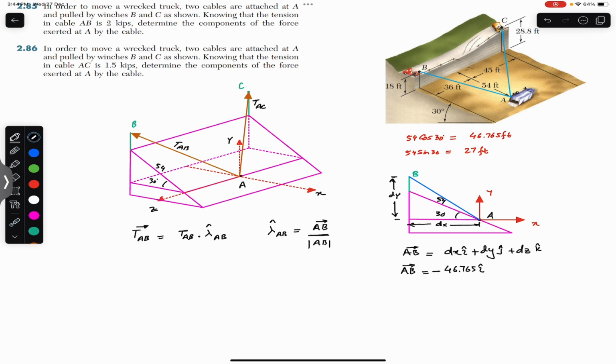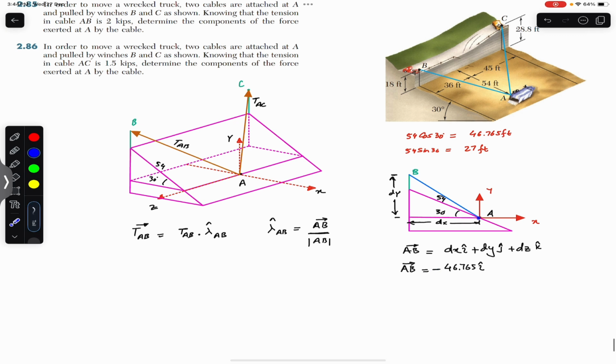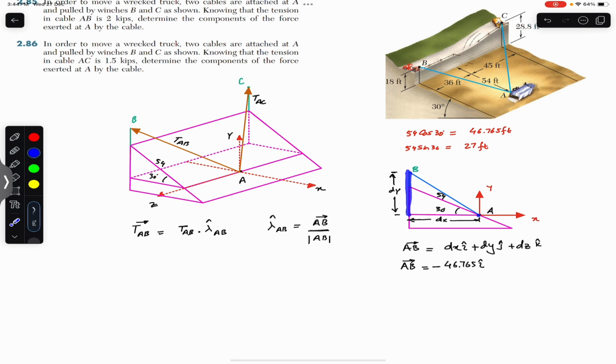Similarly, the separation between point A and B along the y-axis is this distance. So this distance is dy, and we can find this dy, this small distance, as it is given directly.